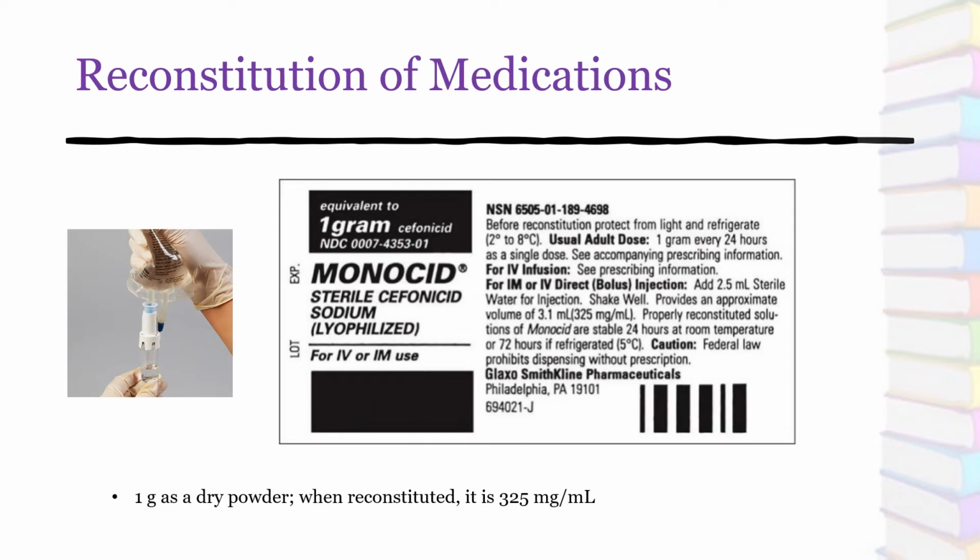Reconstitution of medication. Some medications are prepared in a dry form, powder, or crystal. As liquids, they are unstable and lose potency over time. The drug must be reconstituted according to the manufacturer's directions, which will give the type and amount of diluent to use. As stated in this label, the medication is 1 gram as a dry powder, but when reconstituted, it is 325 milligrams per milliliter.